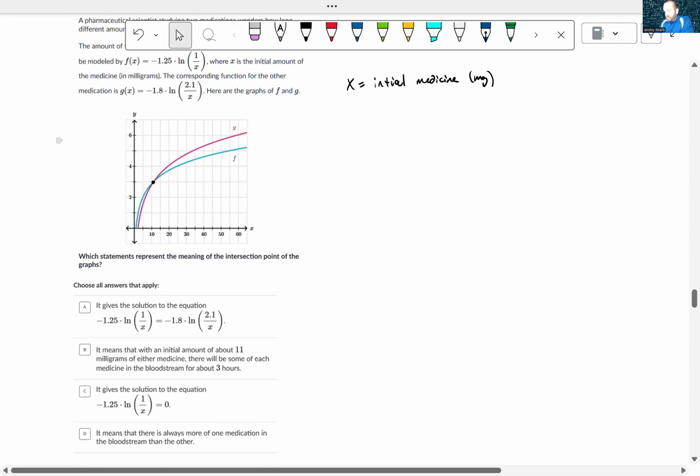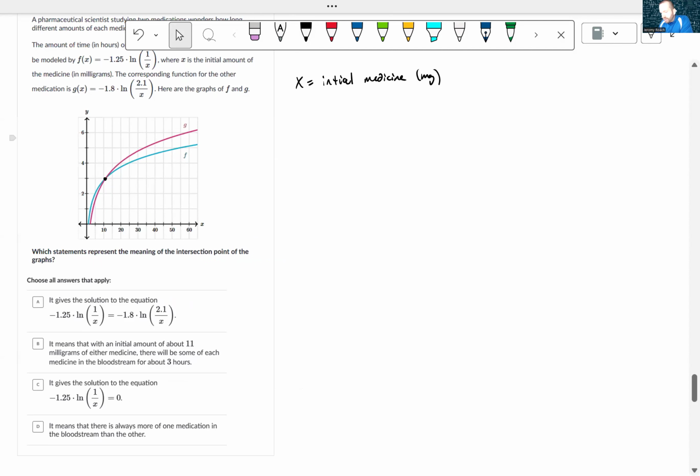All right, so it says, what does that intersection point tell us? It gives us the solution to the equation, is what A is asking. If we set this one equal to y, and that's also equal to y, we can set those two equations equal to each other, and then we can solve for what x is, and we will get their point of intersection for the x value. We plug that x value back in, and we get what y is. So yes, it gives us a solution to the equation.